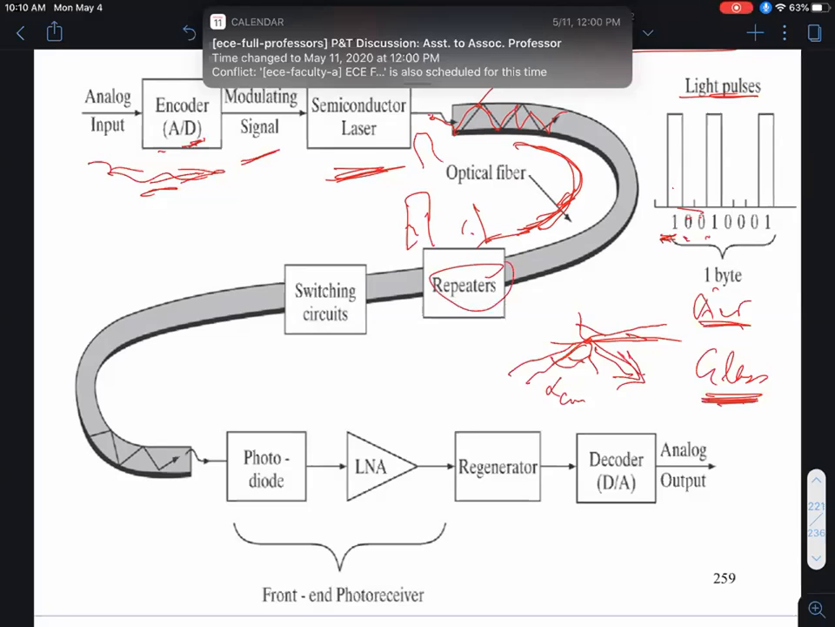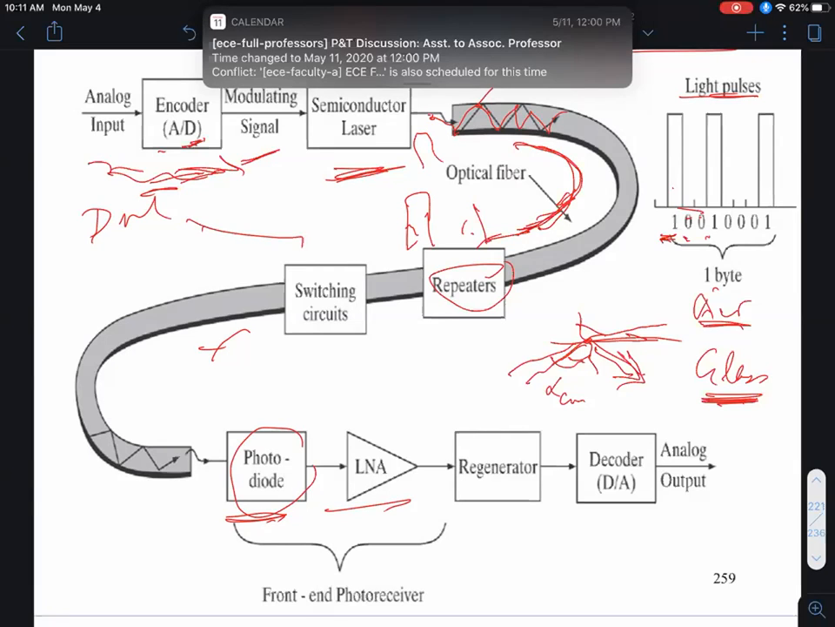Then you have switching circuits. So you switch it between, say, I launch it from Austin, and then switching circuits route it to maybe Dallas or Houston, okay? Then at the other end, you have to convert the light output into an electrical signal, and that's where the photodetectors or the photodiodes come in, okay? You have things like low noise amplifiers.